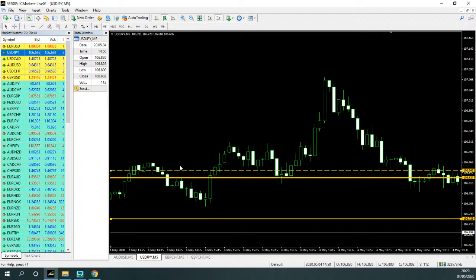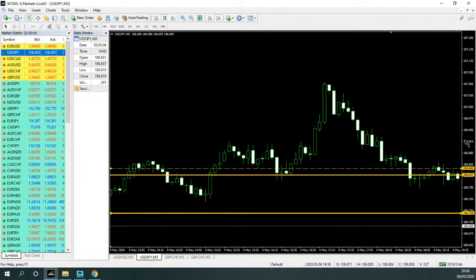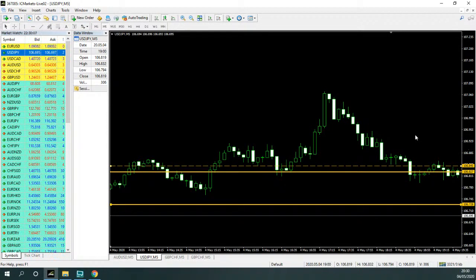All right, Dinesh. Great. Tony, which pair is this? This pair is USD Japanese yen. This is USD Japanese yen. Any question at all? Right. Shall we move on to the next one?